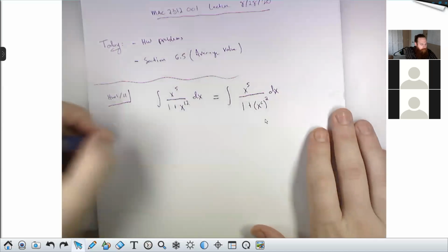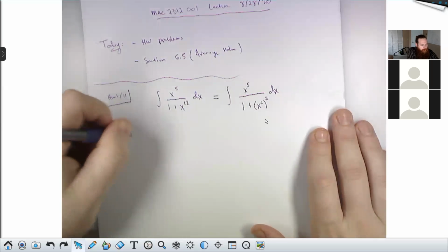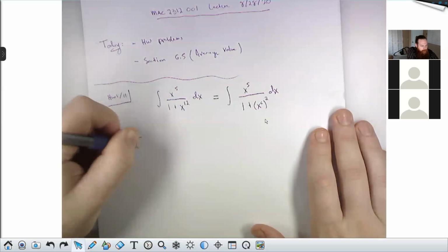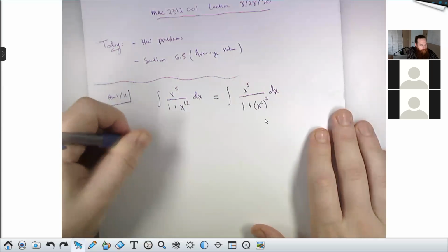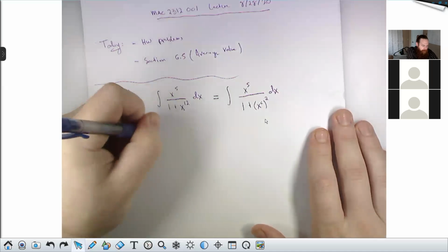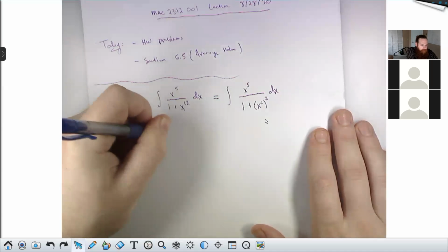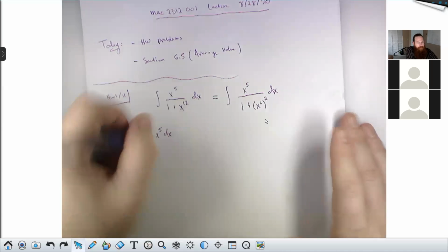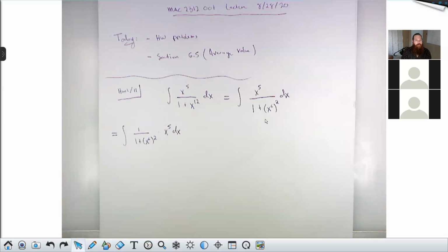So maybe I would write this one last time as 1 over 1 plus x to the 6 squared times x to the 5 dx, like that, before actually making the substitution. And this looks like an arctan thing, right? 1 over 1 plus u squared is arctan u. Kitty cat, you can't be like that, buddy. Sorry.